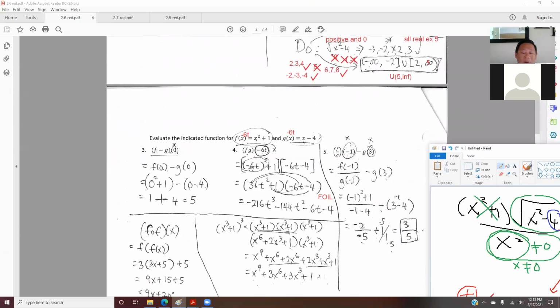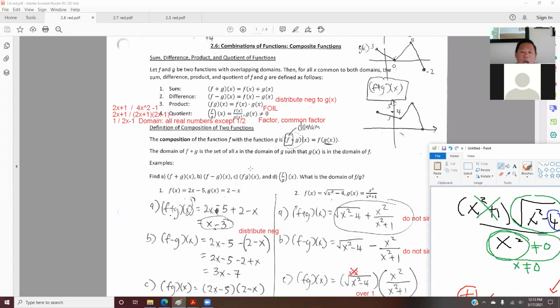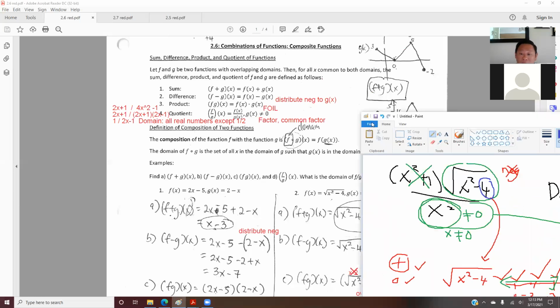And then the next thing we talk about here is the composition function. The composition function is the dot. A lot of students get confused between the dot and the period here. So when you see a period like this, it's a product, multiply. You FOIL it out. But when you have a dot, it means you have to do the composition function.